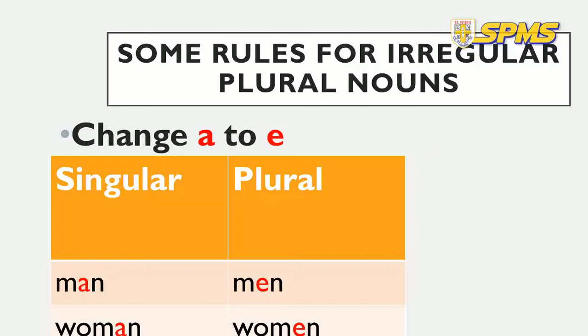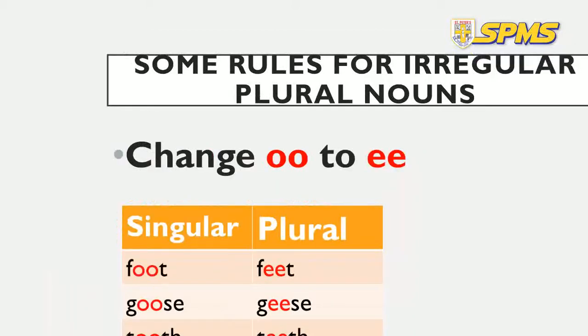The second rule is some irregular nouns change their vowels. Irregular nouns that have OO change into EE. Example: foot becomes feet. Goose becomes geese. Tooth becomes teeth.